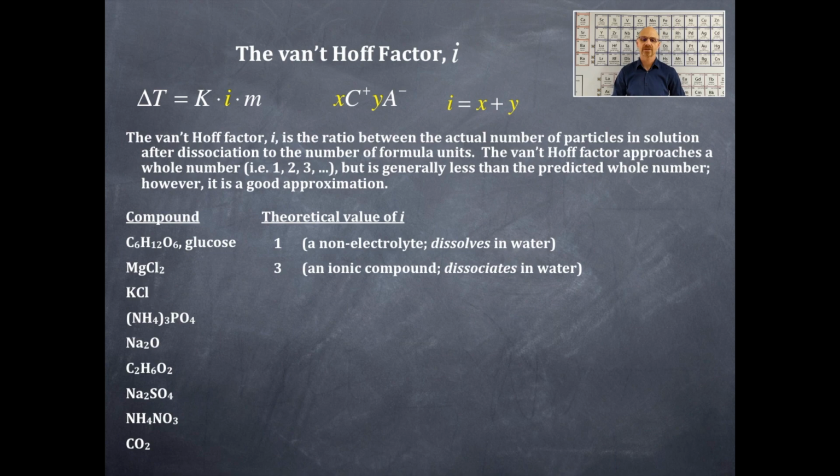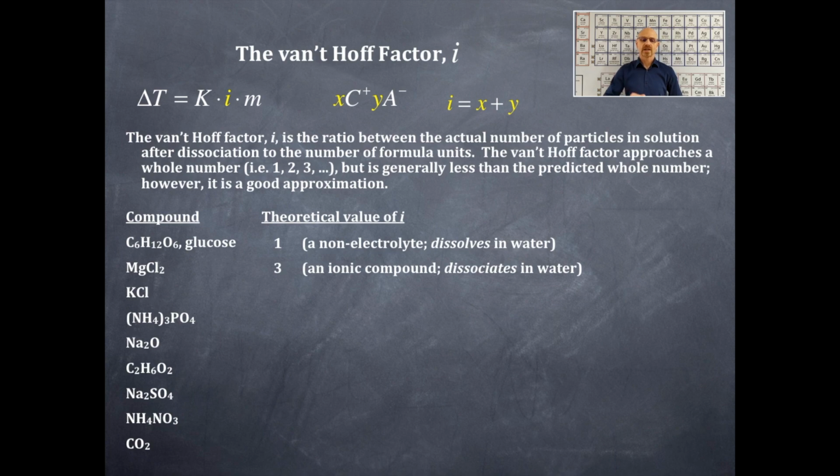So the van 't Hoff factor here for magnesium chloride is actually 3 because it dissociates, that is, breaks apart into its cations and anions. That cation would be magnesium. The anions would be 2 chloride ions.